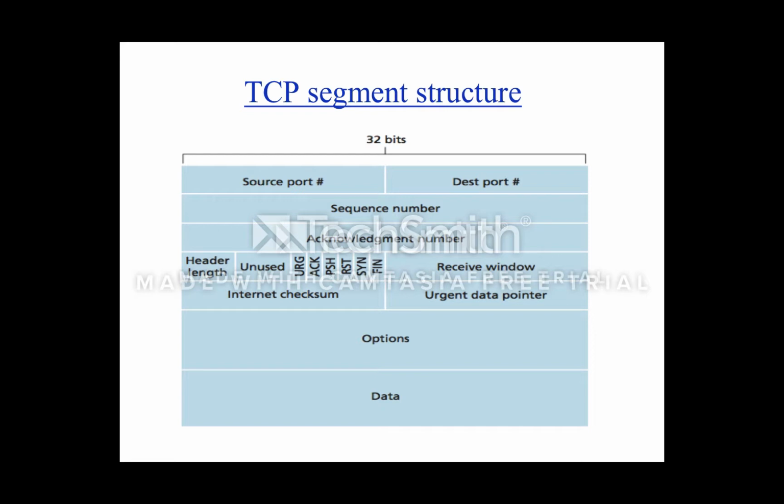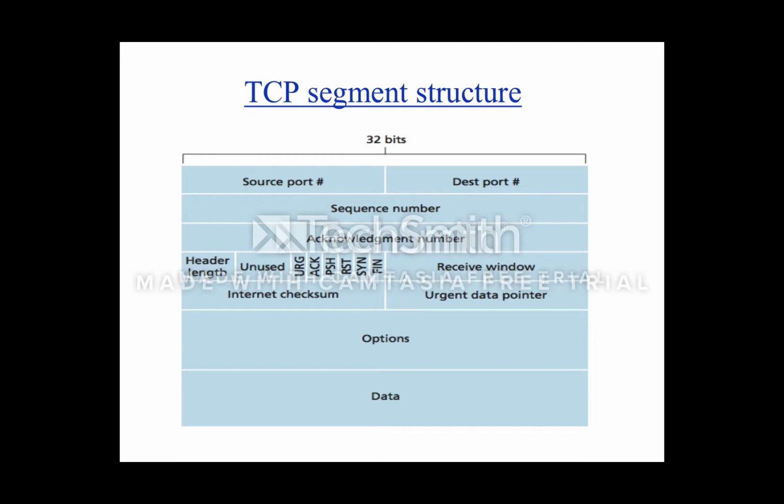Some of the major fields are the 32-bit sequence number field and the 32-bit acknowledgement number field, which are used by the TCP sender and receiver in implementing a reliable data transfer service. The 16-bit receive window field is used for flow control, and the 4-bit header length field specifies the length of the TCP header in 32-bit words. The TCP header can be of variable length due to the TCP options field.